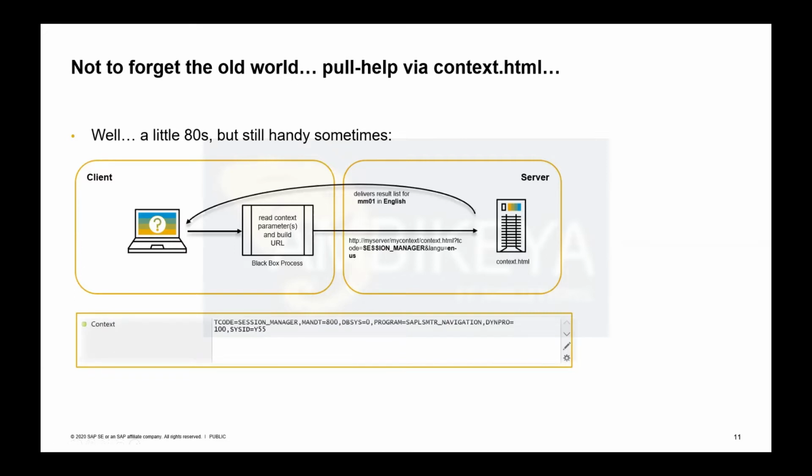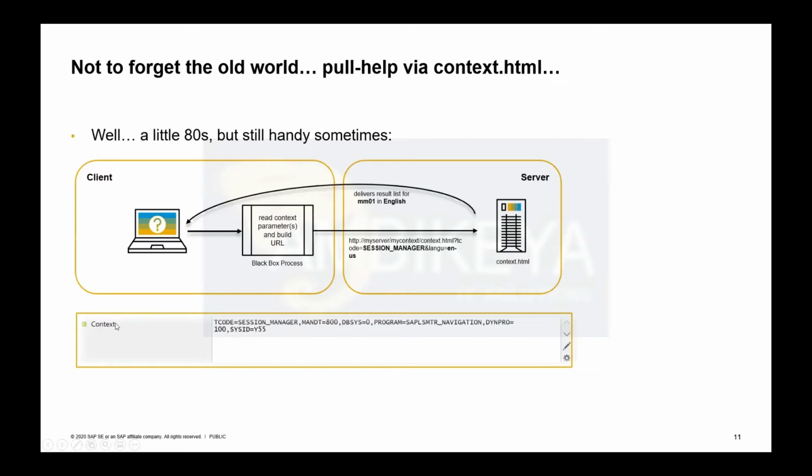But how does it actually work? First of all, going back to the slide before, the context is what this is for. And if there is an SAP recording used for that context, we have key value pairs. T-code is session manager. Mandate is 800. Database system is 0. Program is something. DynPro is something. The system is something. So basically, it's variables with values. And they are created during recording.